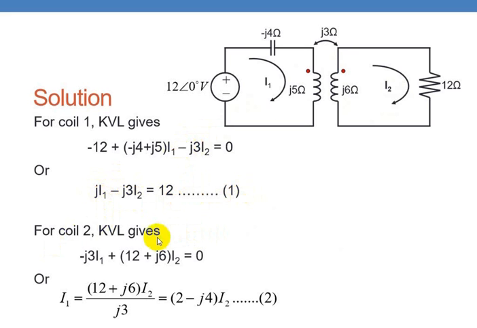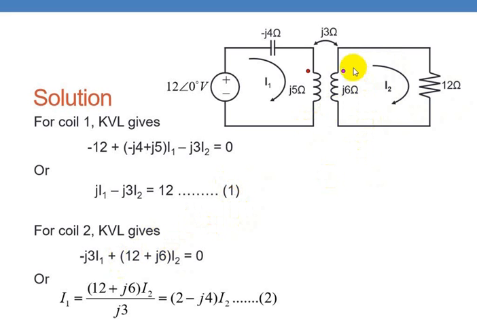For coil 2, the KVL equation is: this part with I2, you have to add the resistances and reactance in this part, that is 12 plus J6. So with this, you add the voltage drop in the mutual reactance.